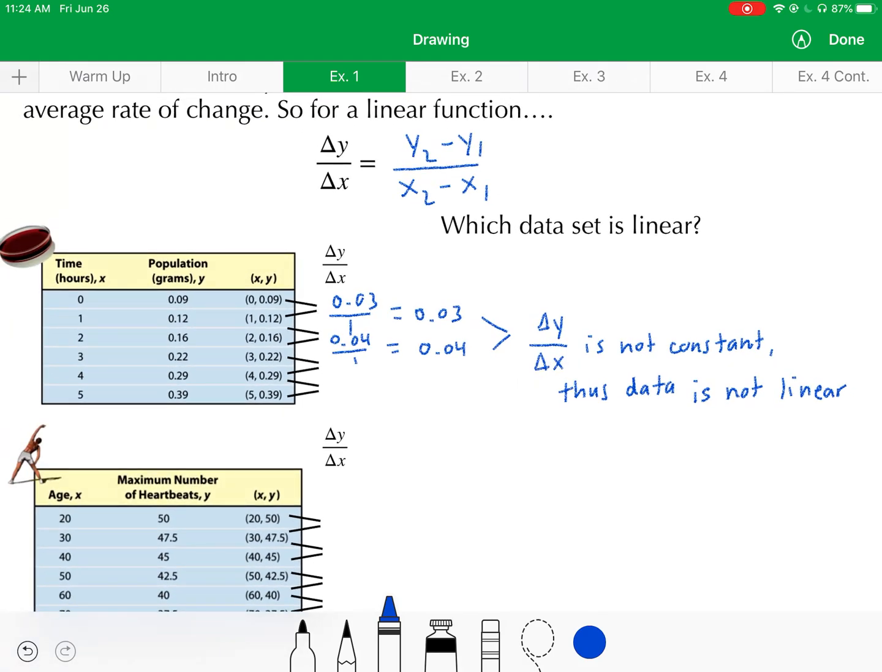Really, this data is exponential in nature, right? The growth of bacteria is said to be an exponential growth.